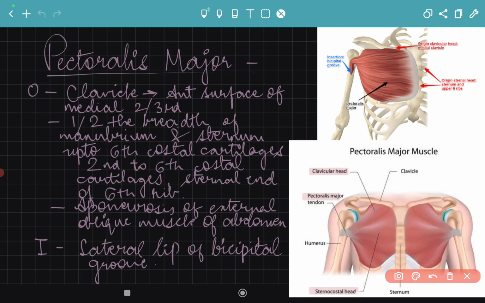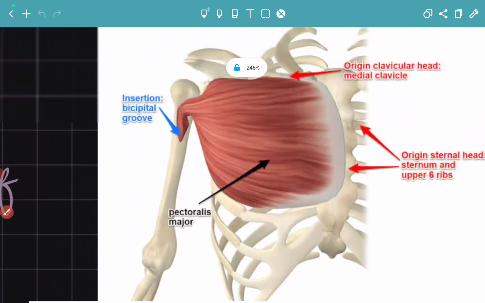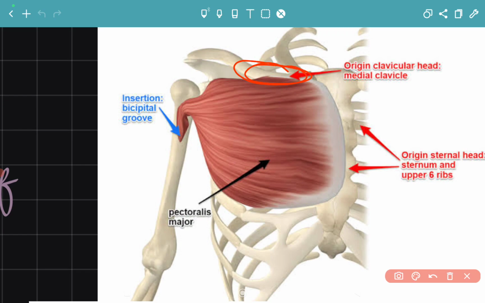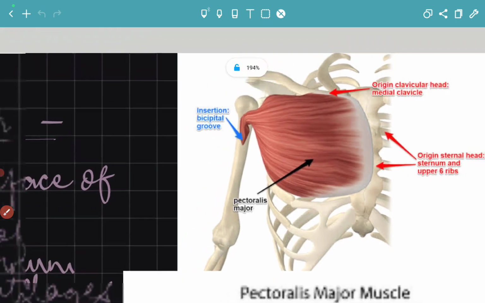From the clavicle, it will arise from the anterior surface of the medial 2/3 of the clavicle, which is the clavicular head, and the rest of the portion can be well appreciated now. This is the clavicular head. From the medial clavicle this muscle is arising, and the rest will be the sternal head, the sternocostal head. From the manubrium as well as the sternum, 2nd to 6th costal cartilages it will arise, as well as from the aponeurosis of the external oblique muscle.